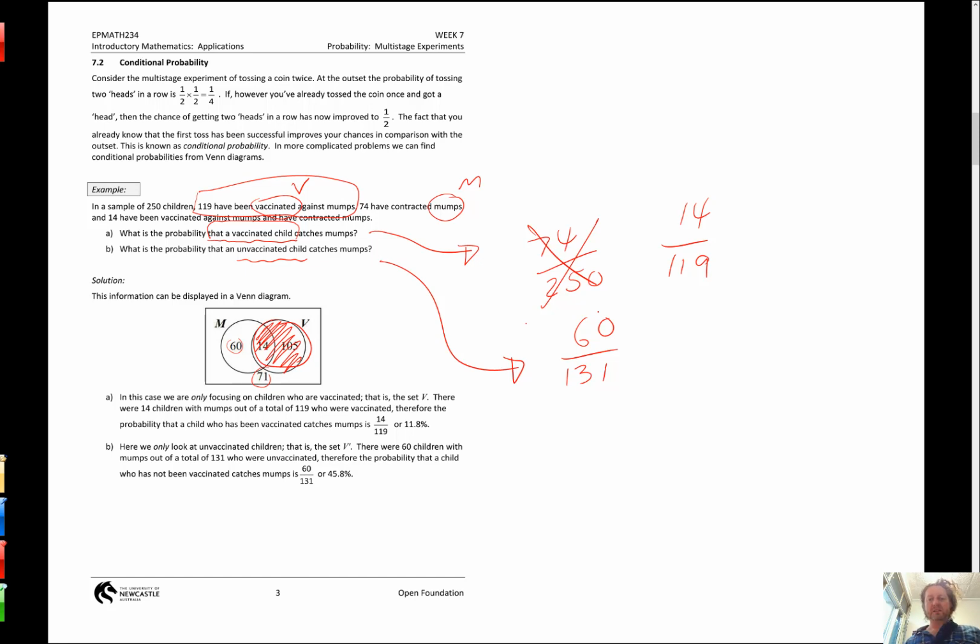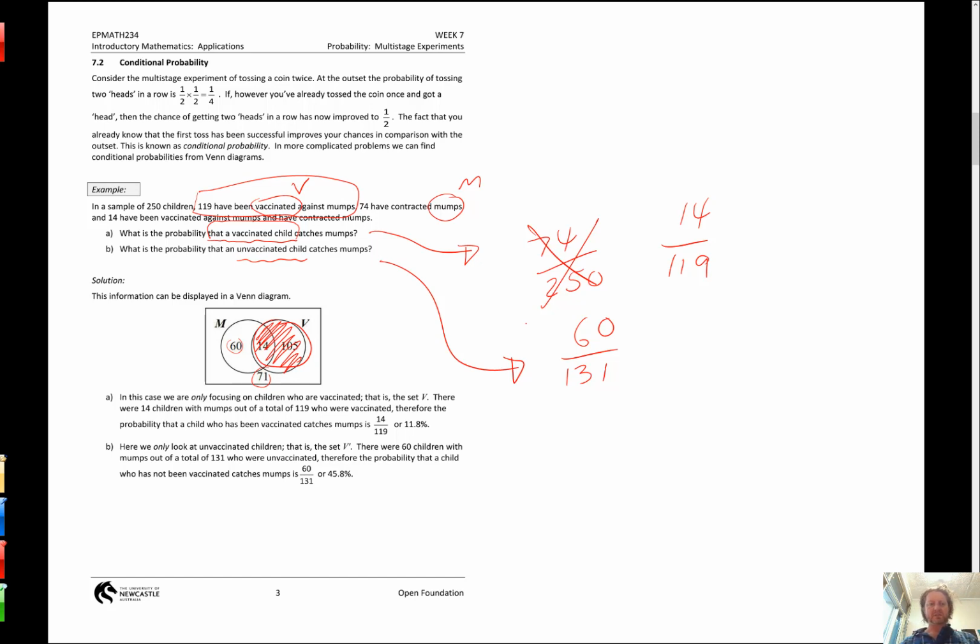So the way I like to think of it is, conditional probability changes your denominator. We're talking about only a section of the universal set, not the full universal set. How do you tell that the question is conditional probability? It's in the wording. If you read it quickly you can miss it. But this clearly said, what's the probability that a vaccinated child? This one said an unvaccinated child. It's exactly what it said.